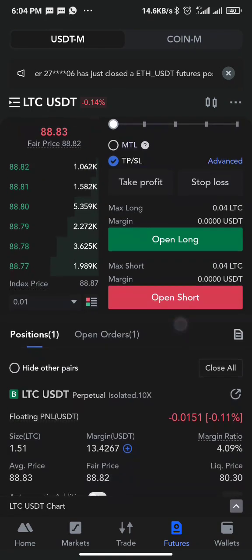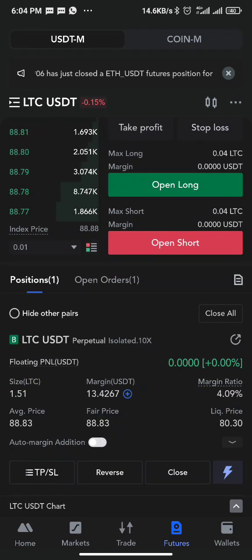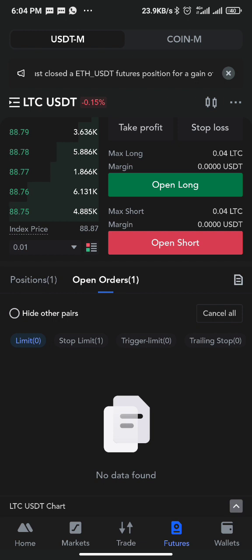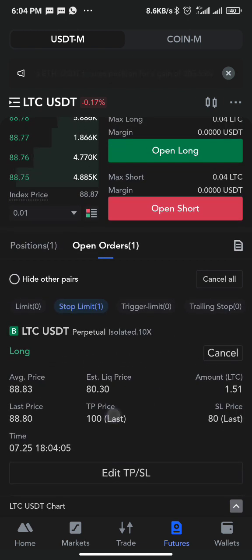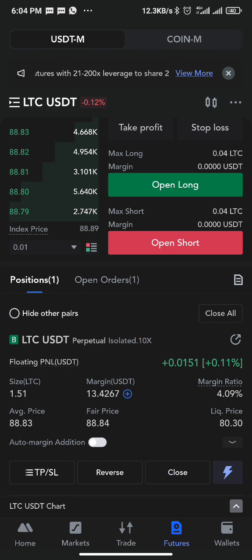Once I opened, can you see the trade is running? If you check the open order under limit, you're going to see the price. Can you see the price? Take profit 100. Can you see the stop loss, which is 80? That's one of the simplest ways. And the other way to set the take profit and stop loss, let me cancel this. Let me close the trade.